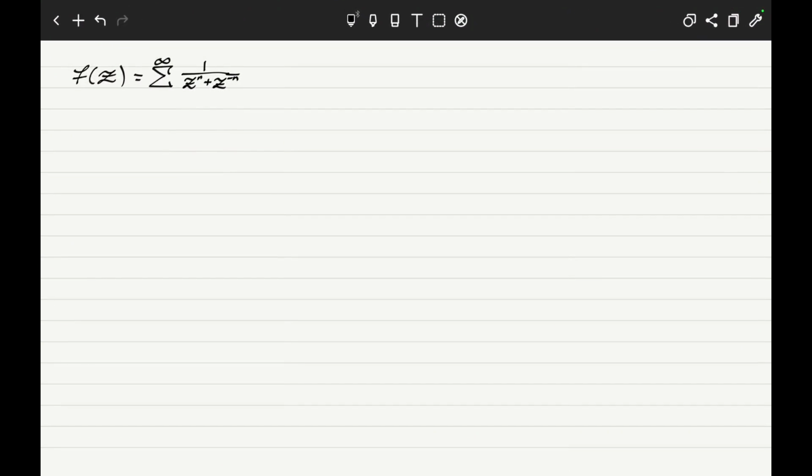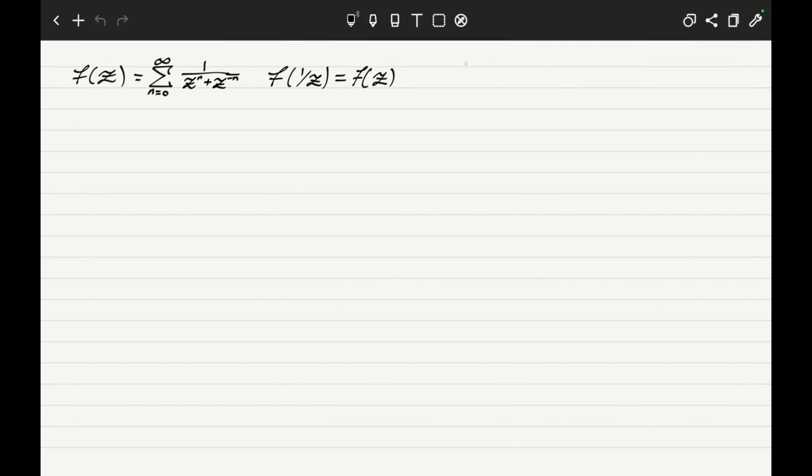So we can go ahead and write our power series as a function f, taking a sum from n equals 0 to infinity of 1 over z to the n plus z to the minus n. Now there's an interesting symmetry in the denominator that will carry over to our total function f. Namely, we have that f of 1 over z is equal to f of z, because upon doing the substitution, we realize that z to the n goes to z to the minus n, and z to the minus n goes to z to the n.